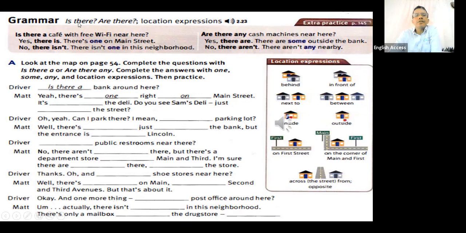Besides, I just see, is there or are there? Pay attention to this one, some and any. We use some when it's an affirmative sentence. There are some outside the bank. No, there aren't. There aren't any nearby. Any is used in negative sentences. Okay, Alejandra, can you read the first sentence, please?